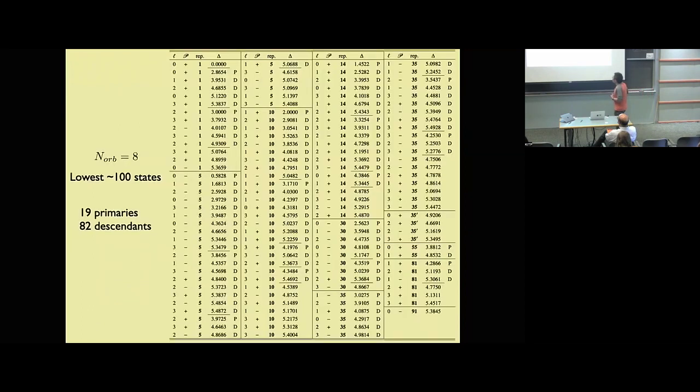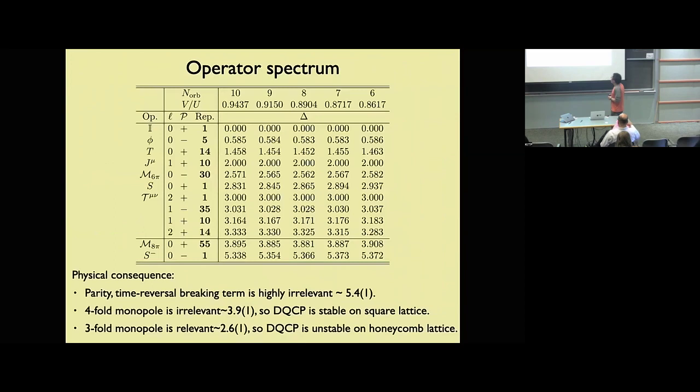And indeed, we can go much further beyond what I just showed in the previous slides. So here is an energy spectrum of, like, 8 sites, with the lowest 100 states, and among these we can actually find 19 primaries and 82 descendants. That's really very strong evidence for the emergent conformal symmetry. And among those, we can also get a lot of primaries, just as what I showed for the Ising case.